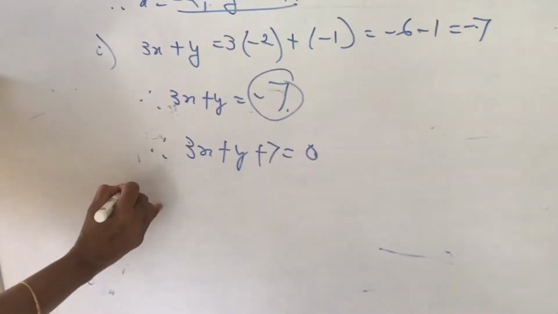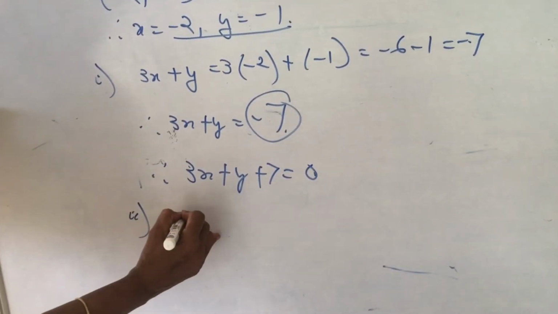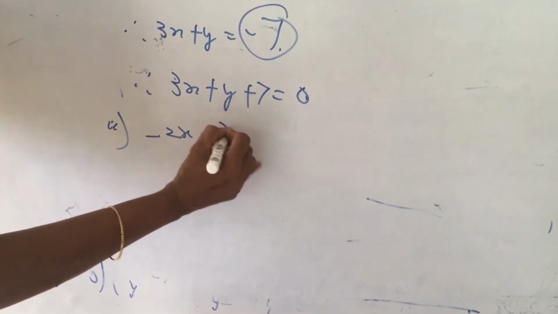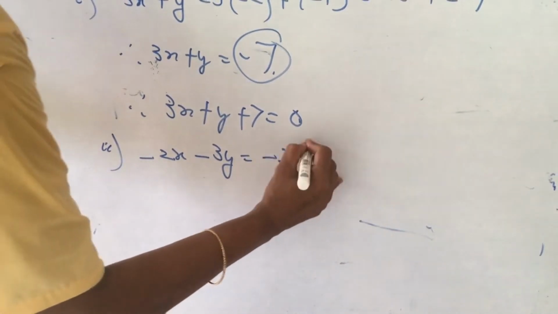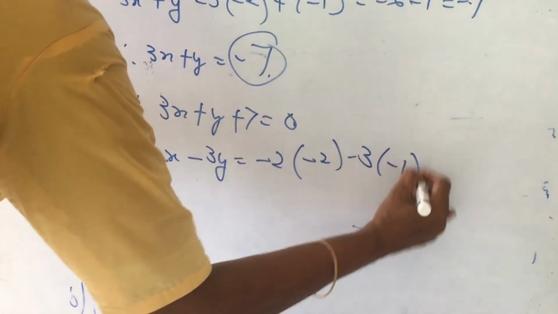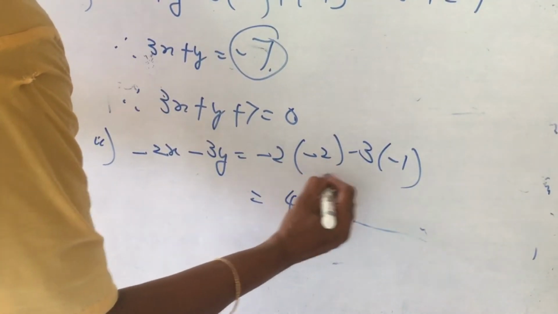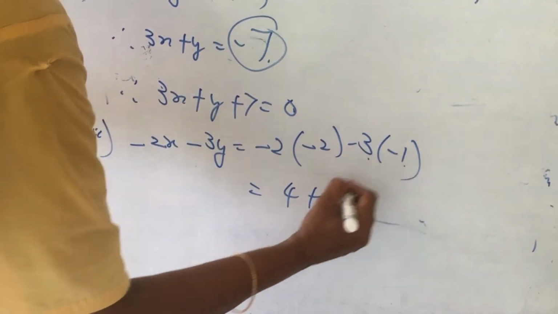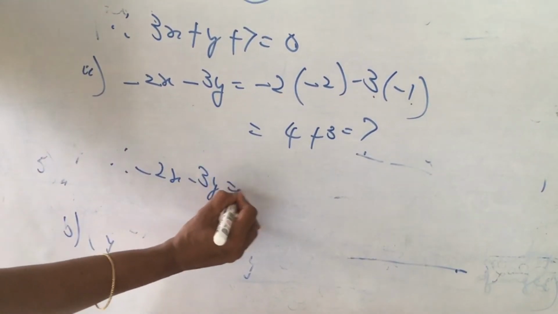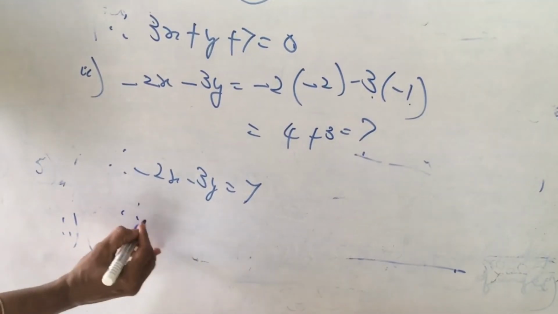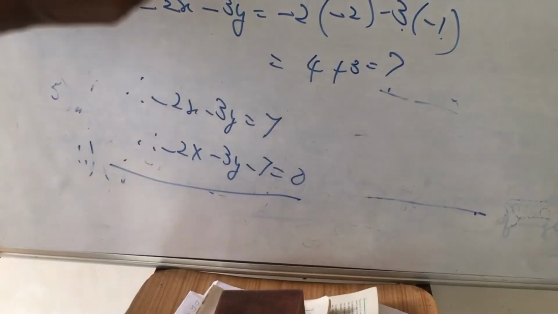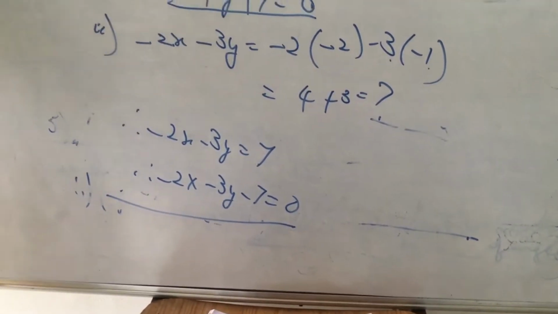And the second equation, anything, your choice children, you can write whatever you want. Minus 2x minus 3y is equal to minus 2 into minus 2 minus 3 into minus 1, that is plus 4 plus 3, which is 7. Therefore, minus 2x minus 3y is equal to 7. The equation becomes minus 2x minus 3y minus 7 is equal to 0. These are the two equations.